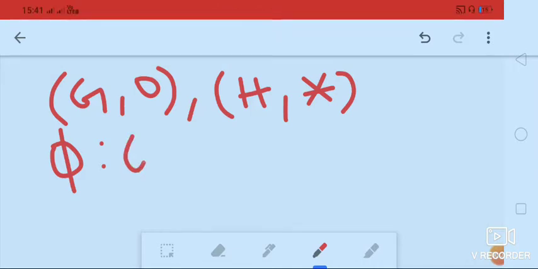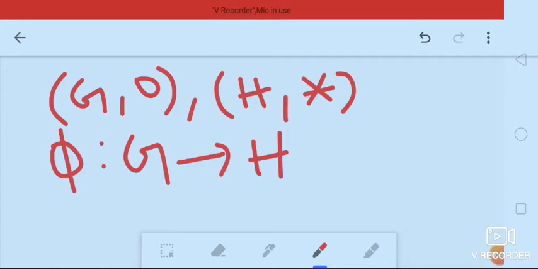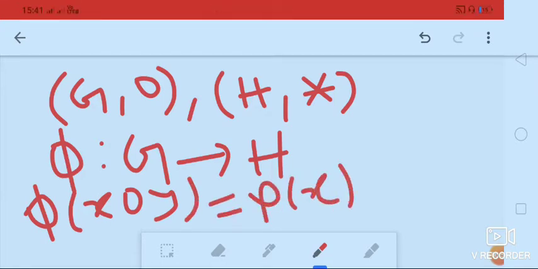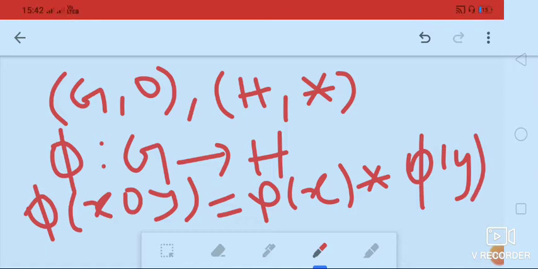Suppose pi is a mapping from G to H. This pi function is said to be a homomorphism if it satisfies the below condition. That condition is pi of x circle y is equal to pi of x star pi of y. So this is the definition of the homomorphism.